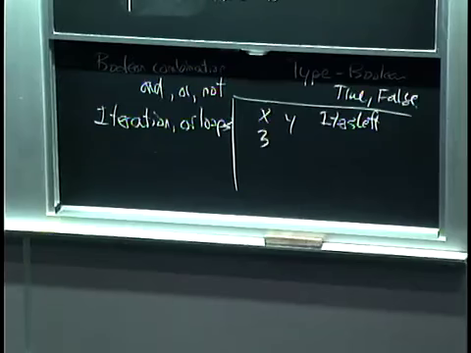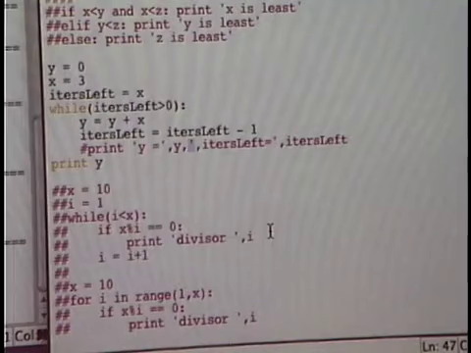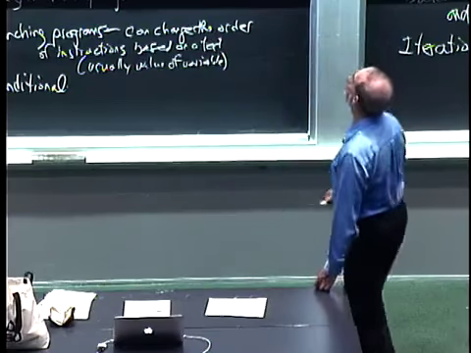I can't even read it, as x is 3, y is 0, iters left is 3. I can hand simulate it. It says, is the value of iters left greater than 0? Yes, it is. So execute those two instructions.